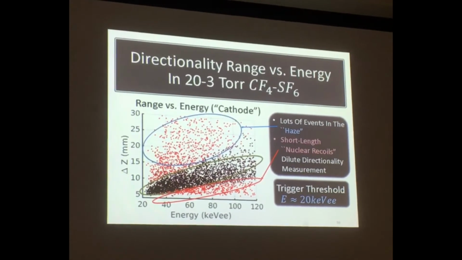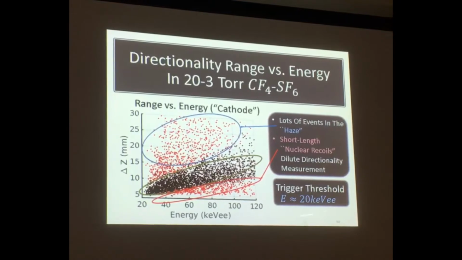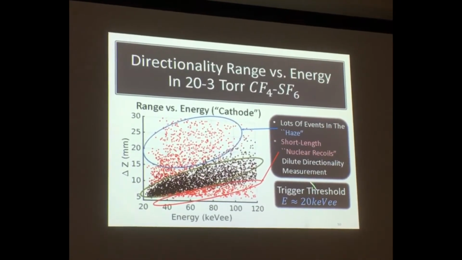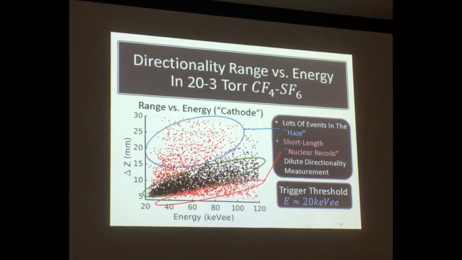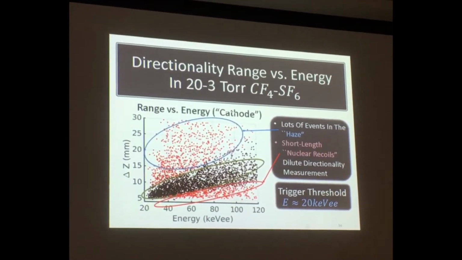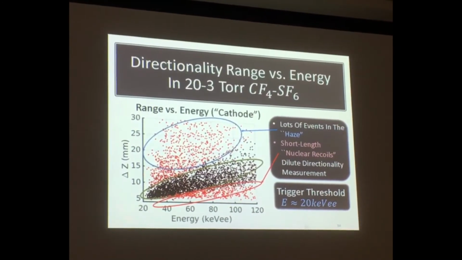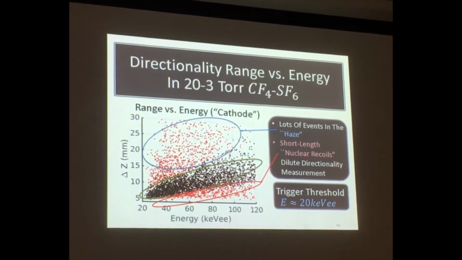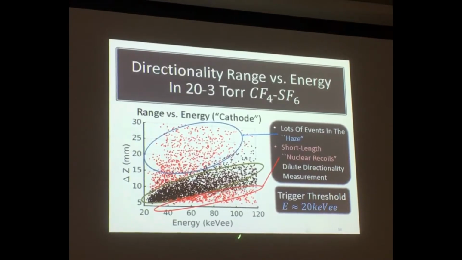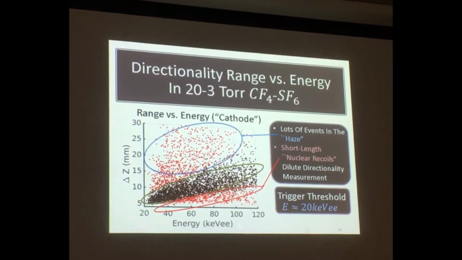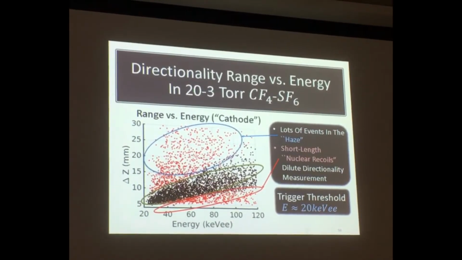So this is the range versus energy for the directionality. So I've raised the trigger threshold to 20 keVee, and you see there's a lot going on in this figure. And the reason is because of several things. So the first one is that the black and below is the nuclear recoil band, what I've defined to be the nuclear recoil band, and above it are these haze events.